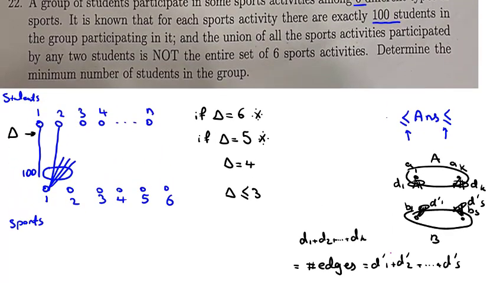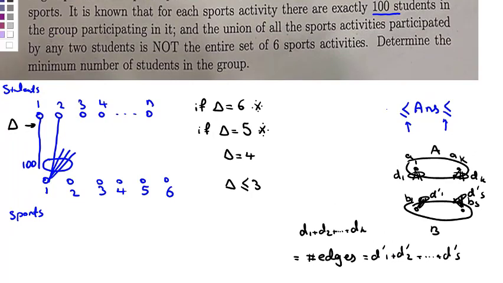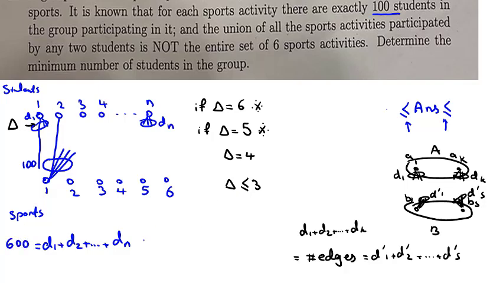Now, the maximum degree, delta, is less than or equal to 3. If I consider the degrees d1 to dn, I know d1 plus d2 plus up to dn equals 100 times 6, which is 600. If delta is at most 3, all of them are less than or equal to 3, so the sum is at most 3n. If you divide both sides by 3, n is greater than or equal to 200. So for this part, I've proved that in this case n is at least 200.